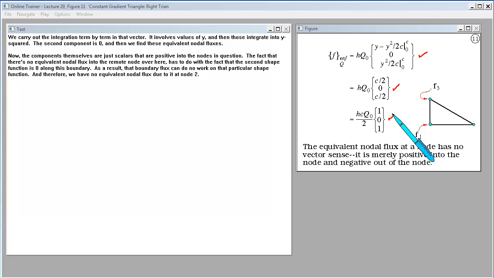Now the components themselves are just scalars that are positive into the nodes in question. The fact that there's no equivalent nodal flux into the remote node over here has to do with the fact that the second shape function is 0 along this boundary. As a result, that boundary flux can do no work on that particular shape function, and therefore we have no equivalent nodal flux due to it at node 2.